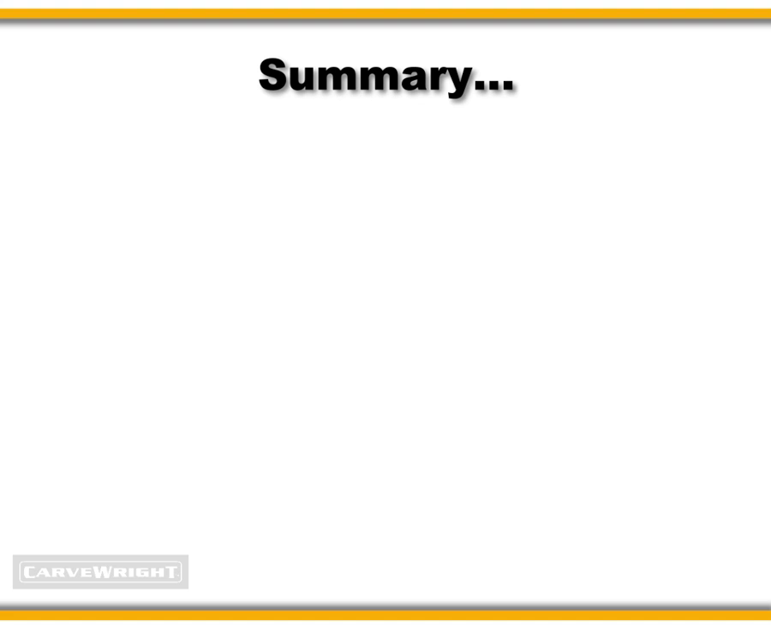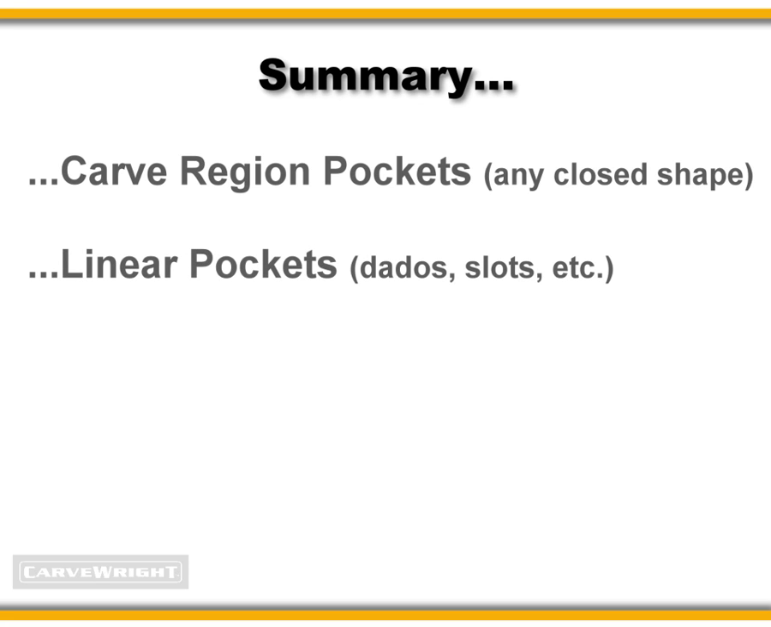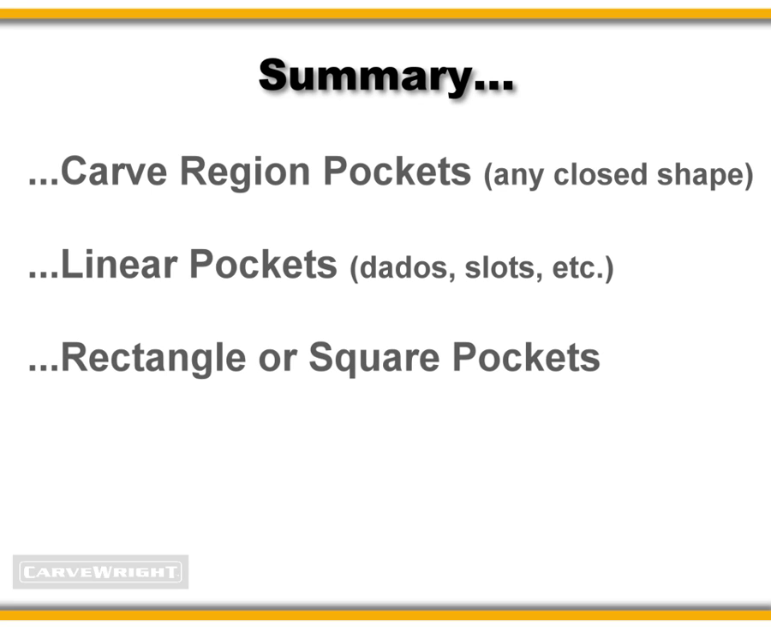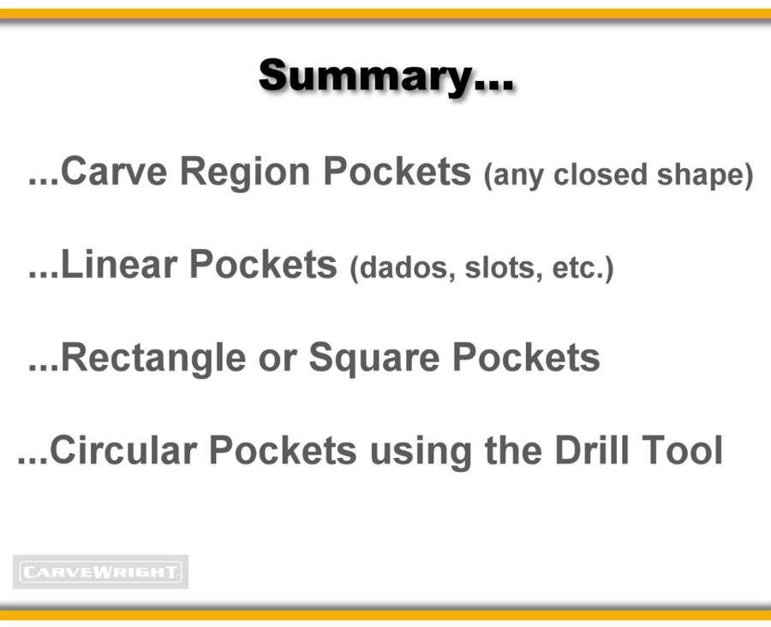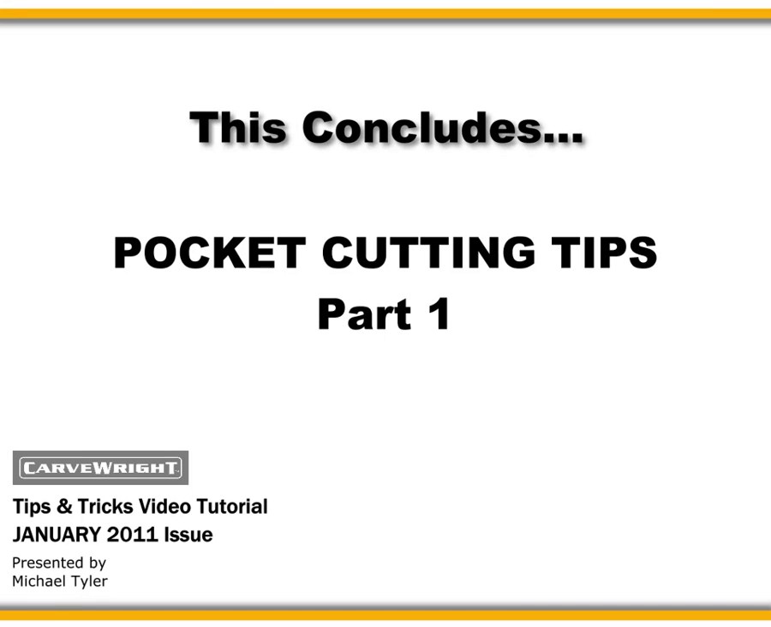To sum up, we've taken a look at some basic techniques you can apply for creating pocket cuts for your projects. You've seen how to make simple pocket cuts using the Carve Region tool, how to make linear pocket cuts by drawing vectors and assigning bits to the vectors, how to make rectangle or square pocket cuts using a similar technique as linear pockets, and finally, a quick and easy way to create circular pocket cuts using the drill tool. This concludes part 1 of the pocket cutting tutorial.